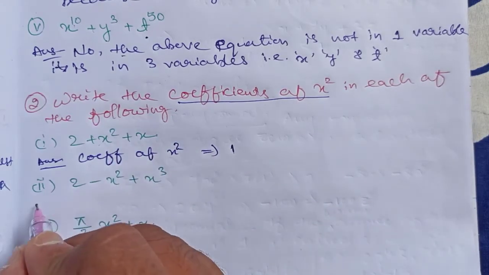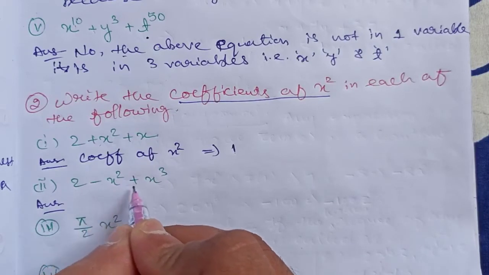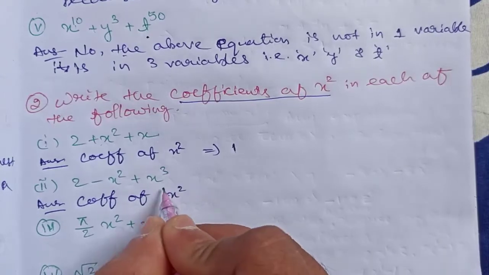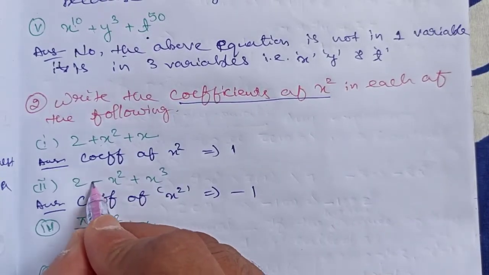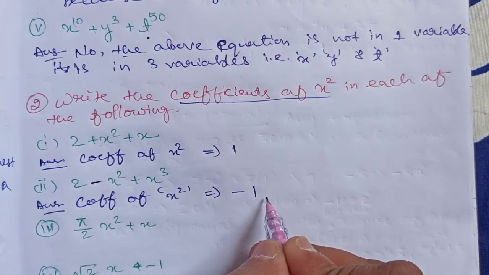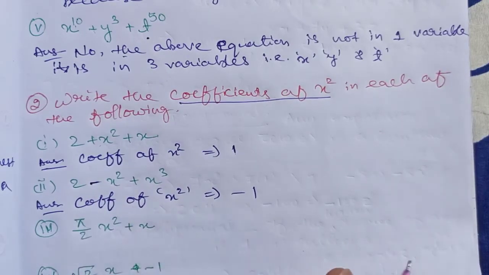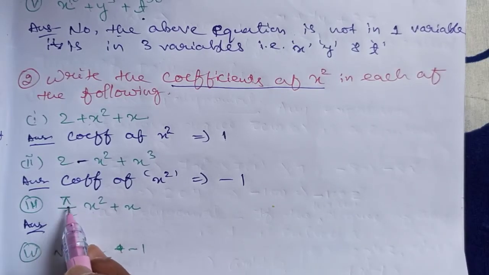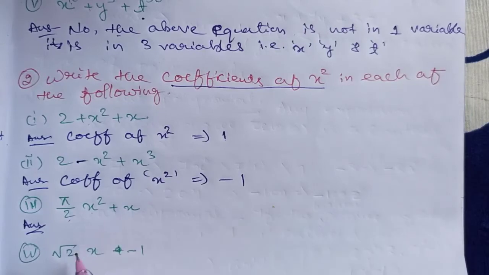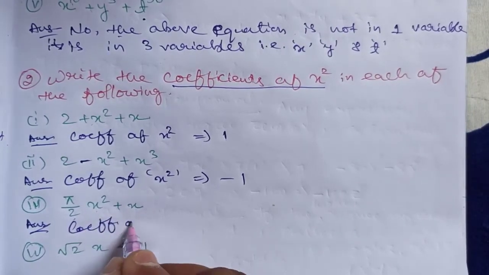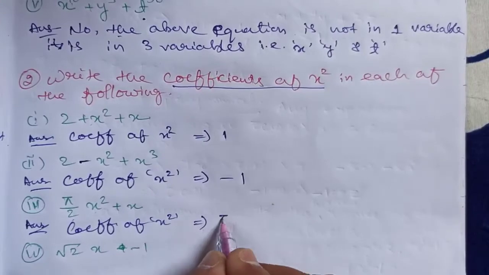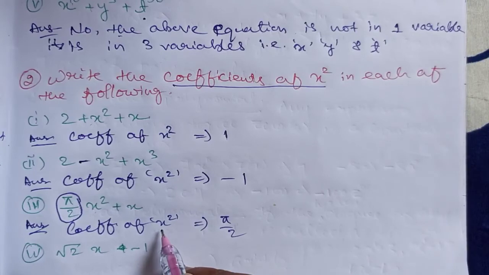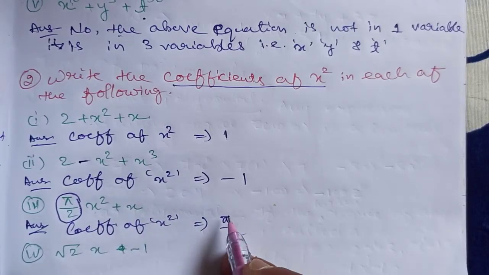Okay, second bit. In second bit it is given 2 minus x square plus x cube. What is the coefficient here? Coefficient of x square is minus 1. What is the sign? Minus sign is given, so minus 1 we should write for the coefficient of x square here. Okay, pi by 2 x square plus x, this is taken as pi. So what is the coefficient of x square here? Coefficient of x square here is pi by 2. Whatever is written with x square, the whole thing will be coefficient of x square. So for this equation, coefficient of x square is pi by 2.